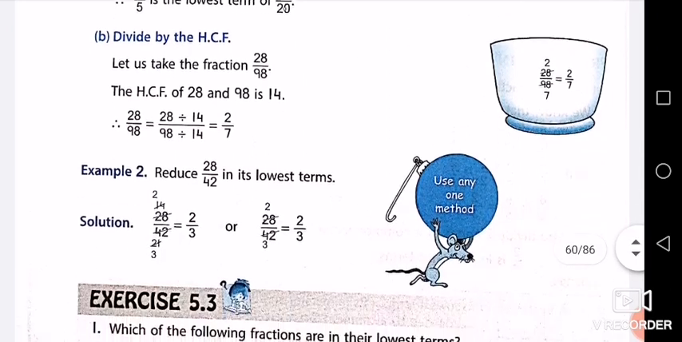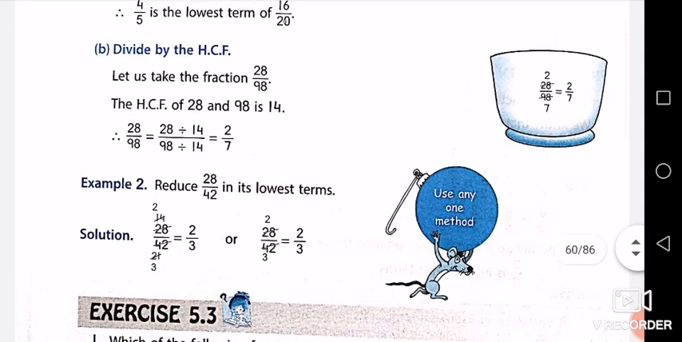Fine. So here we have an example: reduce 28 by 42 to its lowest term. I know that in the table of 14 these two are coming. 14 2s are 28 and 14 3s are 42. So simply I'll speak the table of 14: 14 2s are 28 and 14 3s are 42.